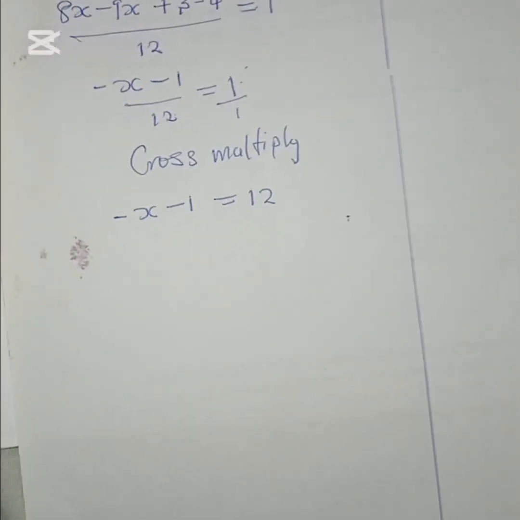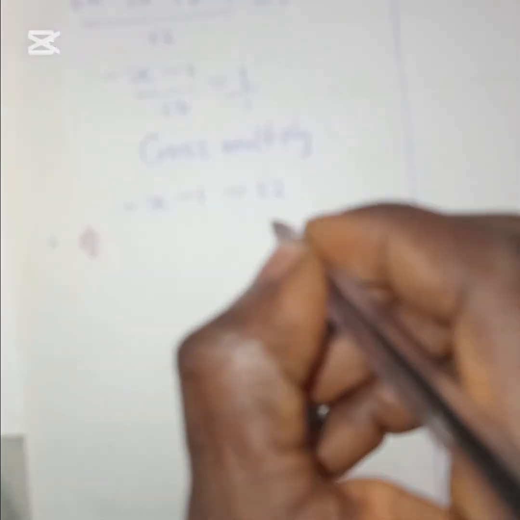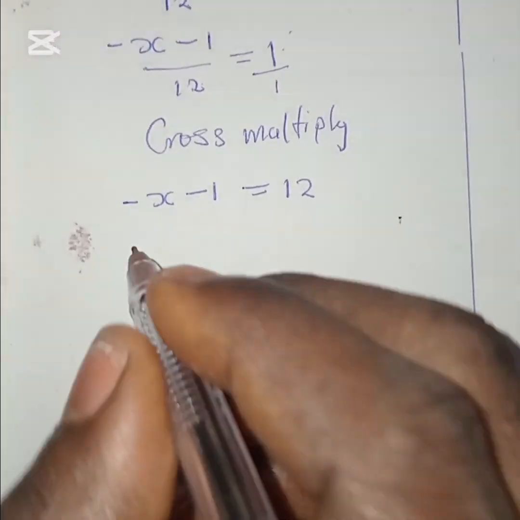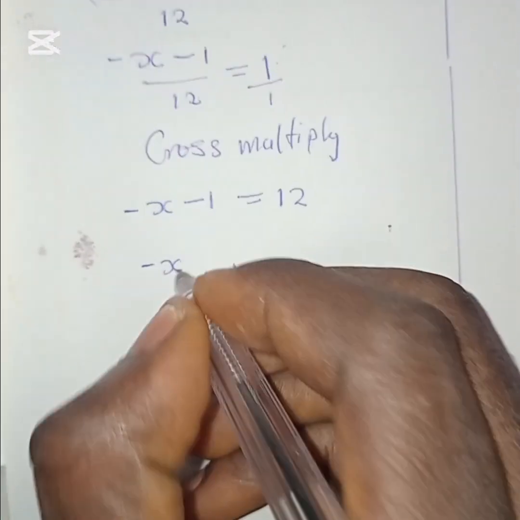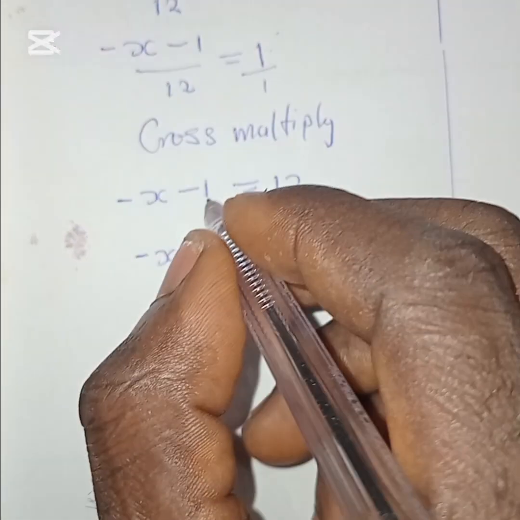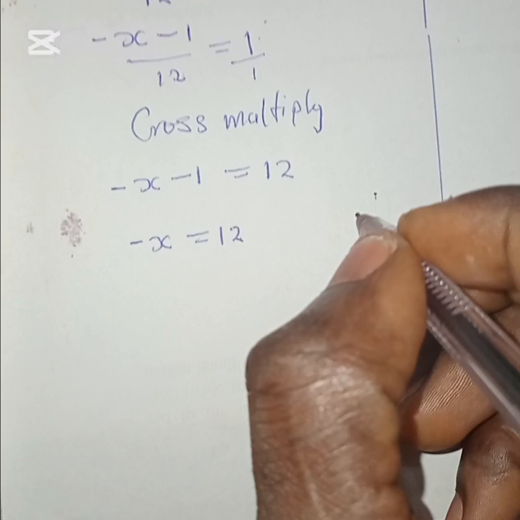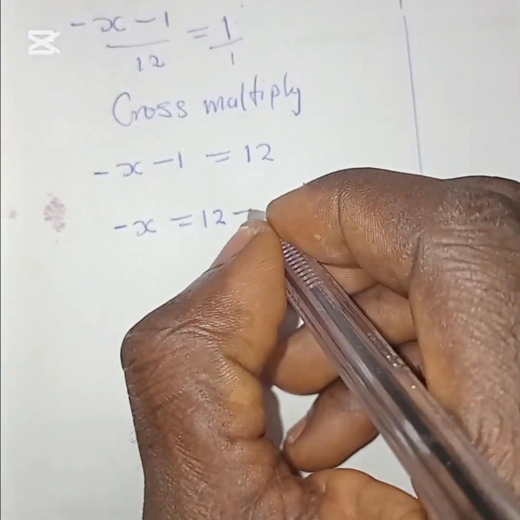So the next thing is to make x the subject of the formula. If you do that, you have x is equals to 12. Then bring this one, this is minus 1. Once it crosses the equality sign, it changes to what? It will change to positive, that you have plus 1.